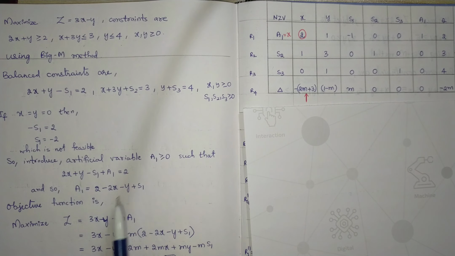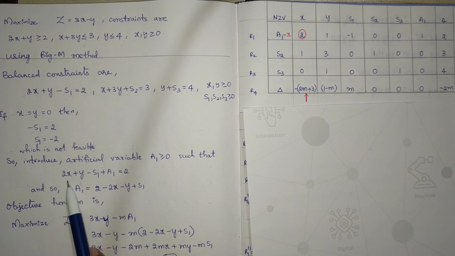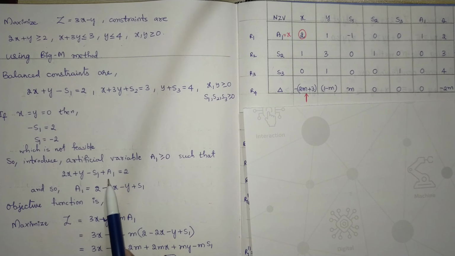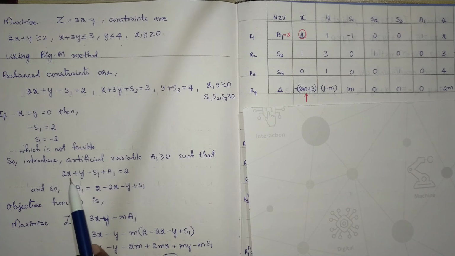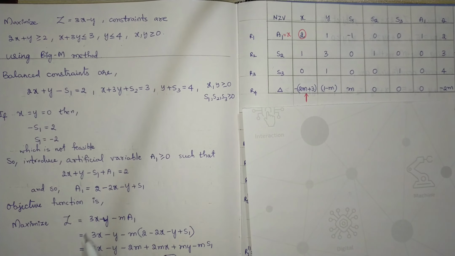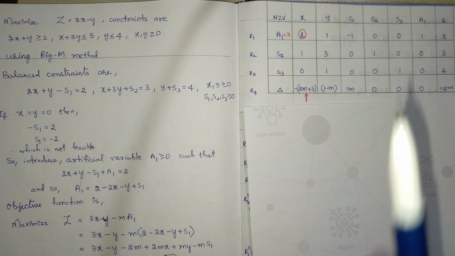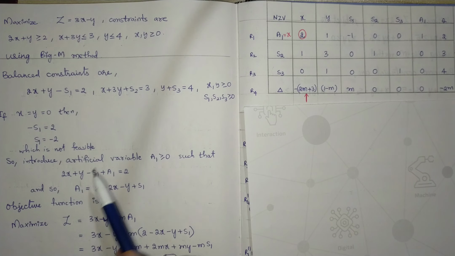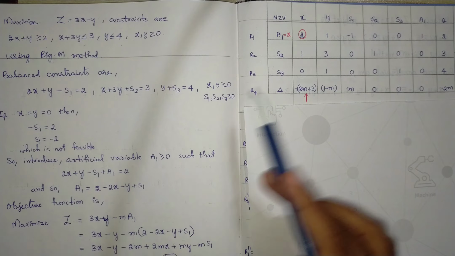Okay, so let us write these coefficients. Look at the first constraint. So this is the first constraint, right? 2x plus y minus s1 plus a1 equal to 2. What is the coefficient of x? 2. Let us write that here. What is the coefficient of y? 1. What is the coefficient of s1? Minus 1. What is the coefficient of s2? 0.